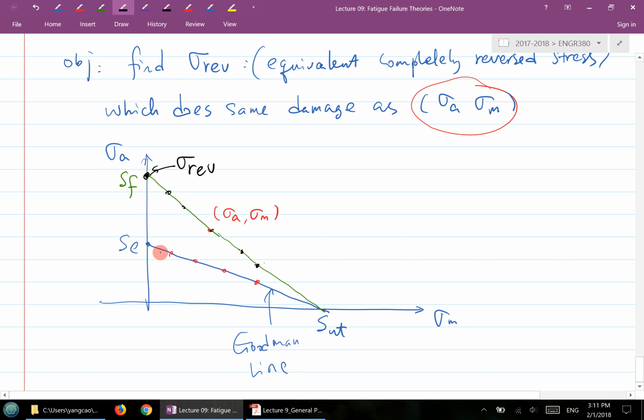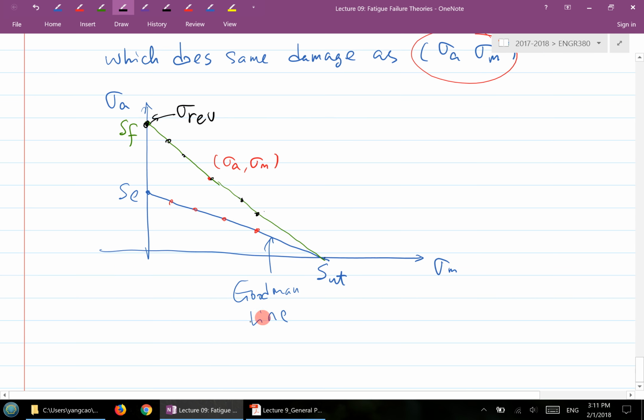Yeah. So, for example, this line right here, the modified Goodman line, is what? It's SA over SE plus SM over SUT equal to 1, right?